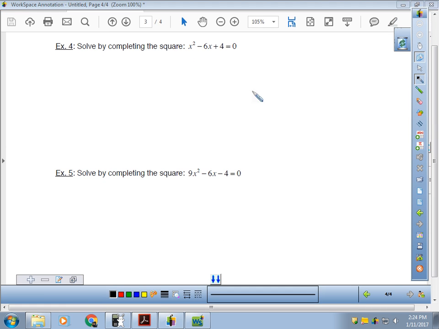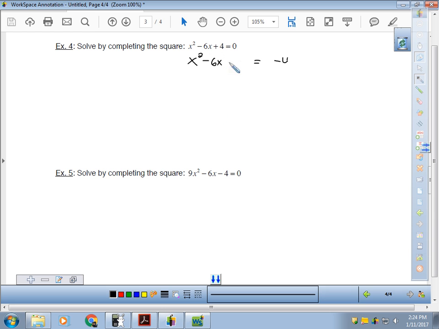So example 4 here asks us to solve this problem by completing the square. The first thing we need to do is move the constant over. So we're going to have x squared minus 6x, I'm going to leave a little bit of space, equals, when I move the 4 over, negative 4.